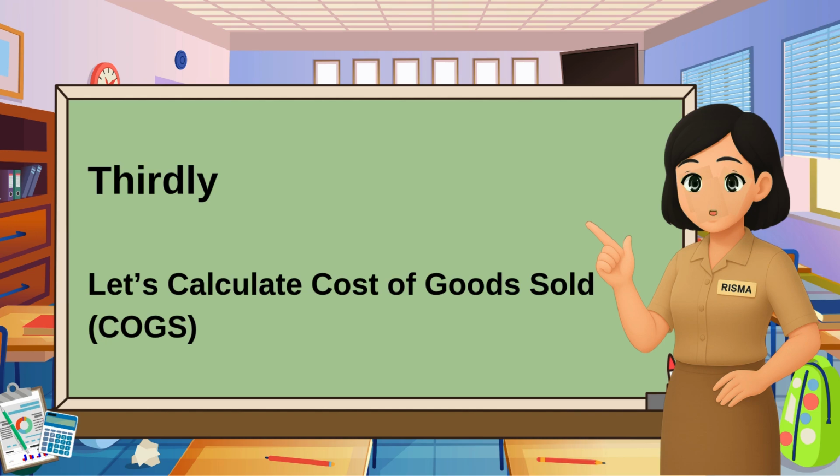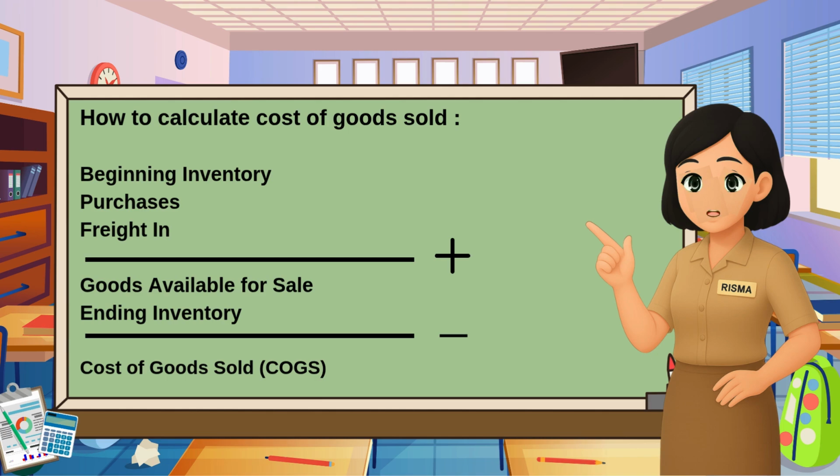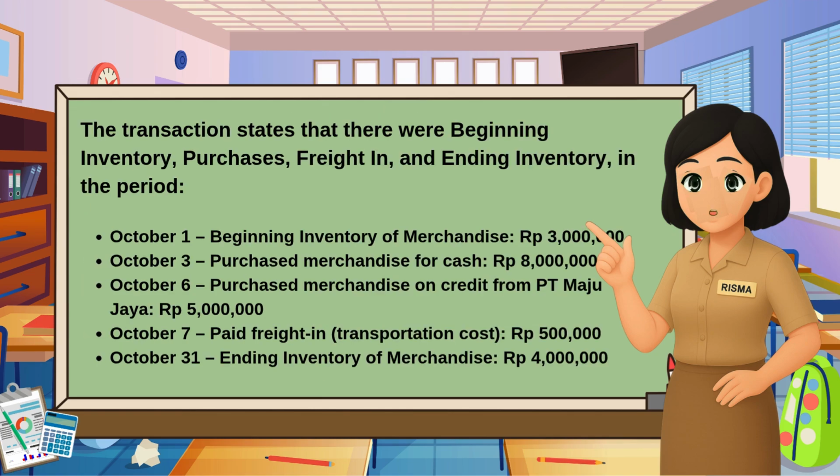Thirdly, let's calculate cost of goods sold. See the transactions of beginning inventory, purchases, freight-in, and ending inventory. How to calculate cost of goods sold? The formula is below. The transactions say that there were beginning inventory, purchases, freight-in, and ending inventory in the period. October 1st, beginning inventory of merchandise. October 3rd, purchase merchandise for cash. October 6th, purchase merchandise on credit from PT Maju Jaya. October 7th, paid freight-in transportation costs.